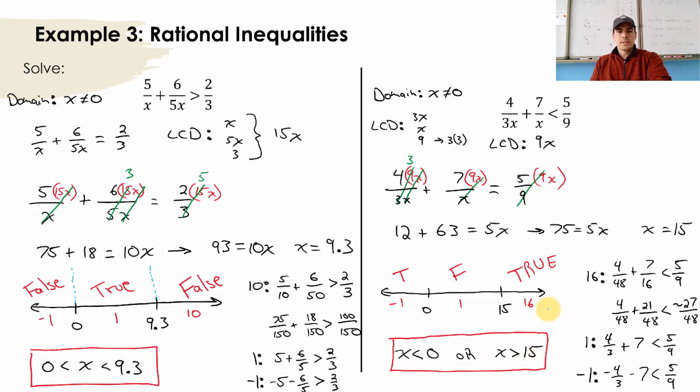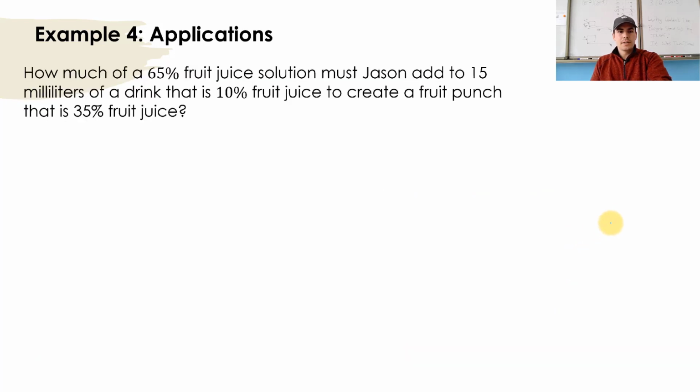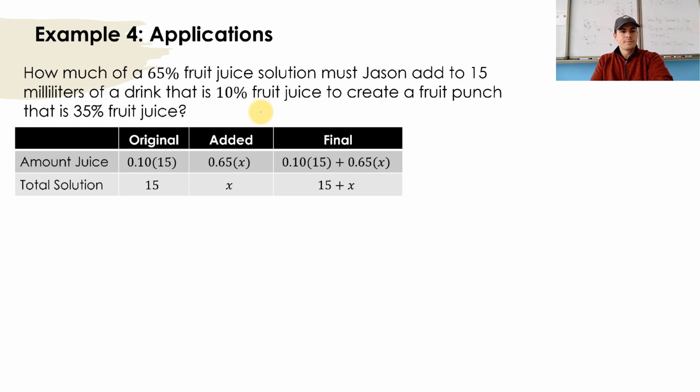Okay, last example, let's take a look at some applications here. All right, how much of a 60% fruit juice solution must Jason add to 15 milliliters of a drink that is 10% fruit juice to create a fruit punch that is 35% fruit juice? So here we have a mixture application, and when we have these applications, I think it's pretty easy to set up a table. Okay, so we have two rows here, one being the amount of juice, and then the second row being our total solution.